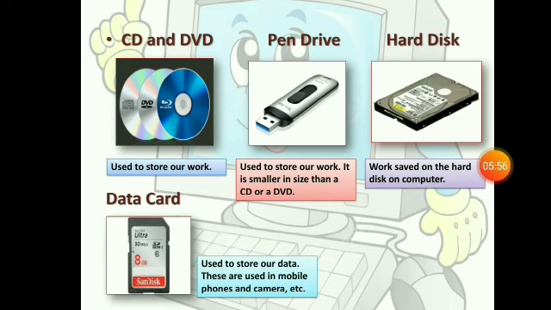Hard disk. Whatever work you save on a computer is saved on the hard disk. The hard disk is fixed inside the CPU box. It can store much more data than a CD, DVD or pen drive. Last one is data card. You can also store data in the data card. These are used in mobile phones, cameras, etc.